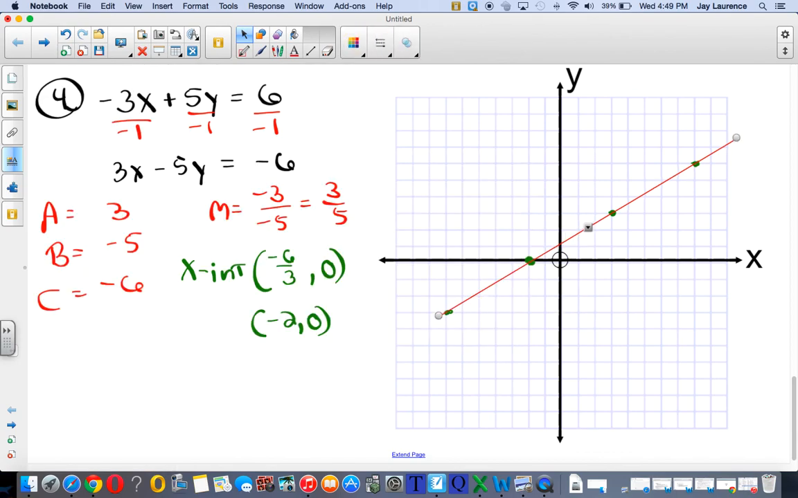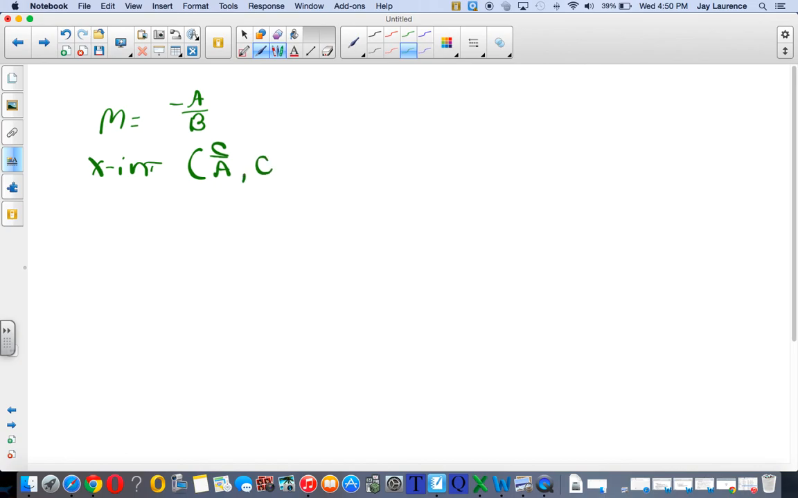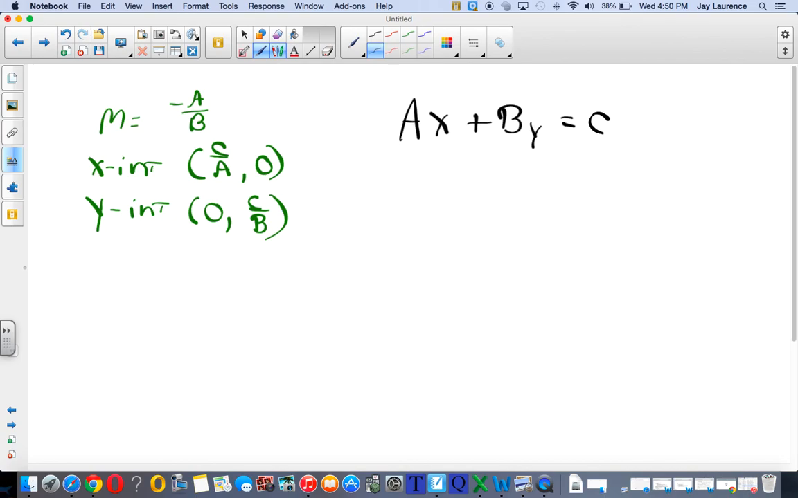And that's it. Bam. Pretty easy stuff. No video quiz tonight, but remember, we learned our shortcut formulas. To find the slope, you take the negative of A over B, right? The x-intercept is found by doing C divided by B. Oh, no, no, no, no, no. C divided by A, 0. And the y-intercept can be found by doing 0, C over B. Right? That's when we're in standard form. Standard form looks like this, of a linear equation. And A must be greater than 0.